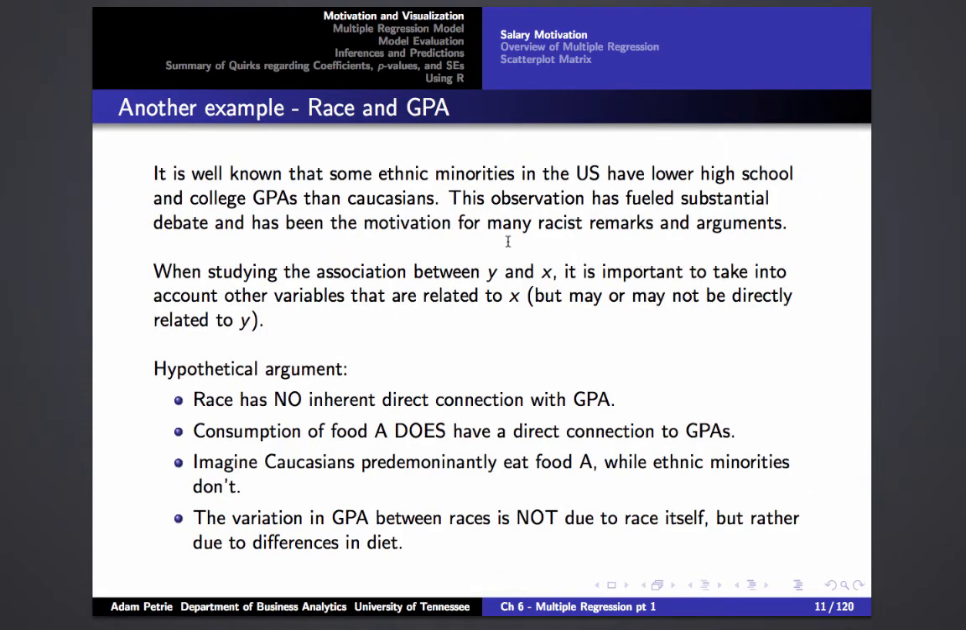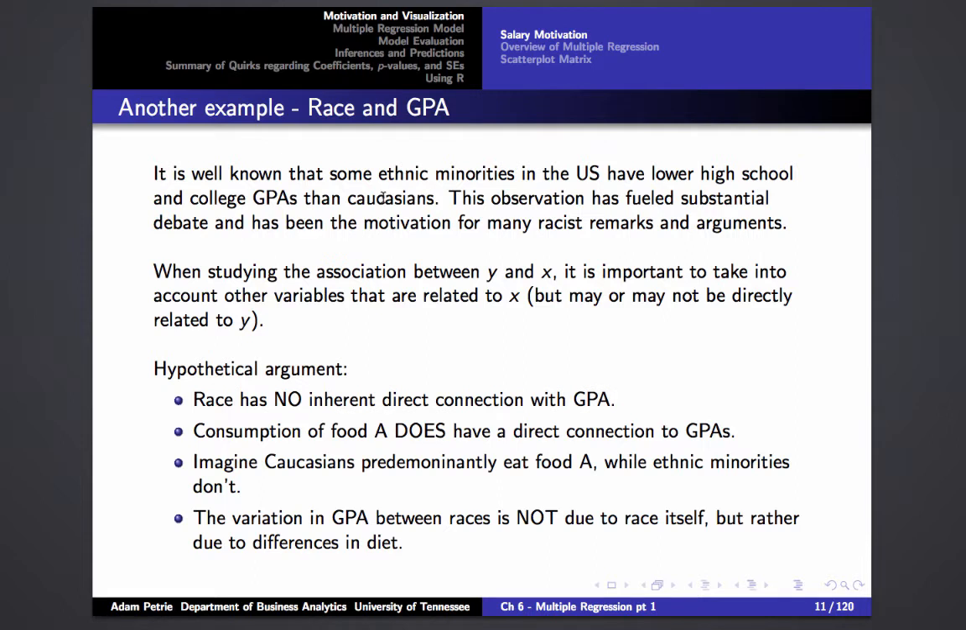All right, another example exploring multiple regression from a different viewpoint. It turns out, and it's pretty well known and well documented, that some ethnic minorities tend to have lower high school GPAs and lower college GPAs than Caucasians. So this is an interesting observation. It has fueled substantial debate, and it's been motivation for many completely unfounded racist remarks and arguments.